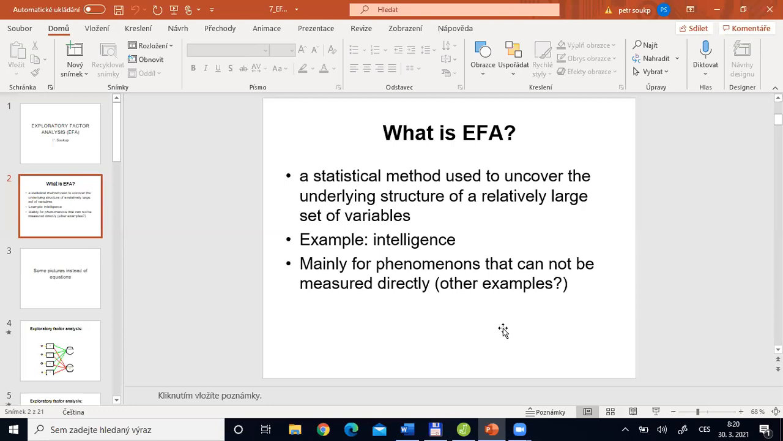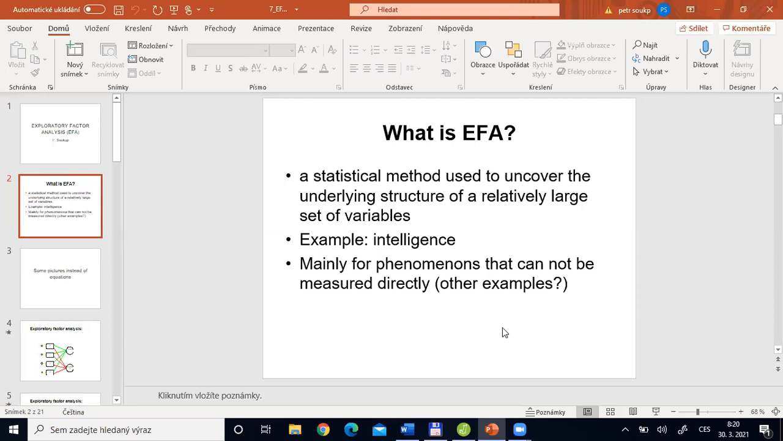He said, okay, maybe there is something behind this result, something behind these tests. And I would call it small g, and the full name for this first concept of intelligence was general intelligence, which is behind the results of these individual tests. And the logic behind exploratory factor analysis itself is the same. There is some hidden phenomenon behind my observed data.